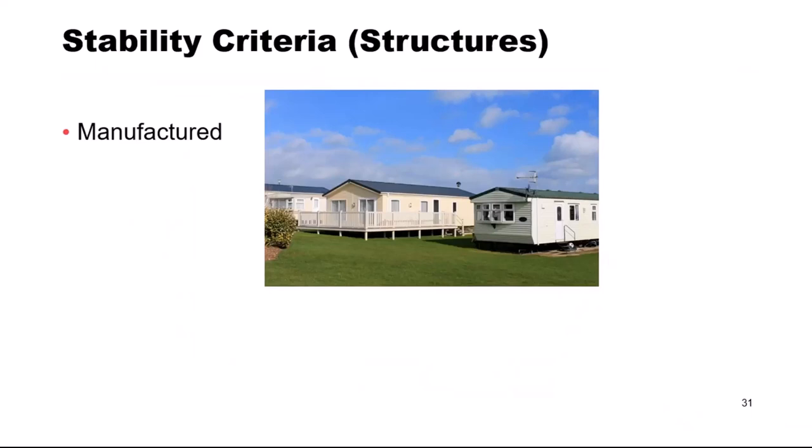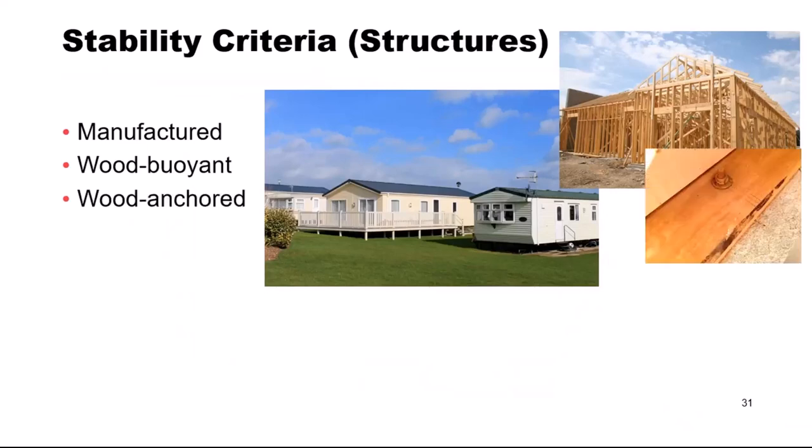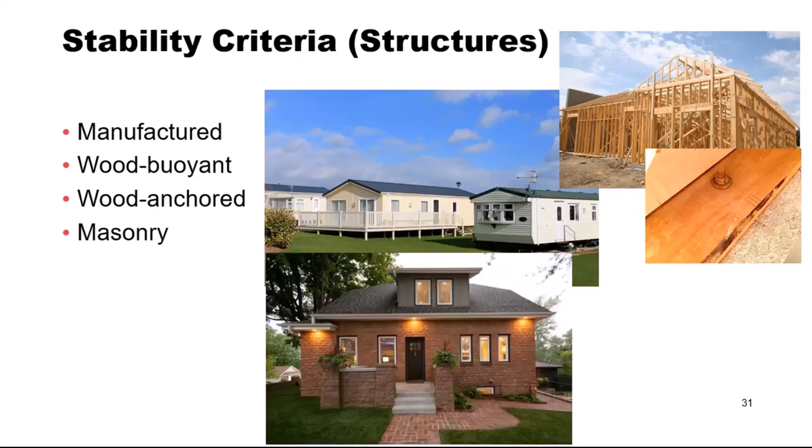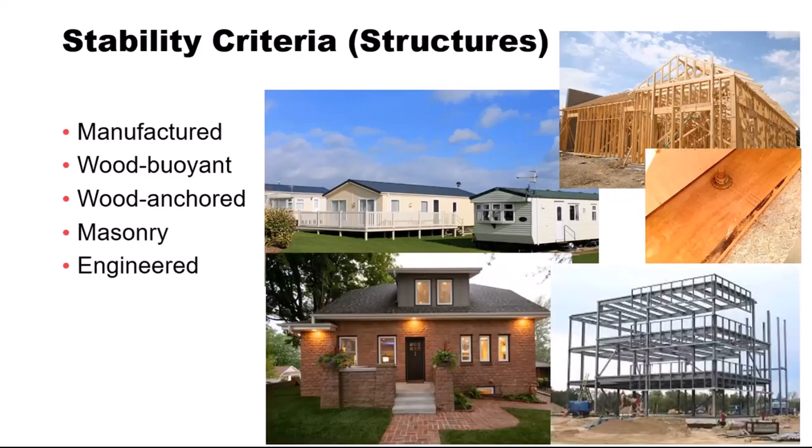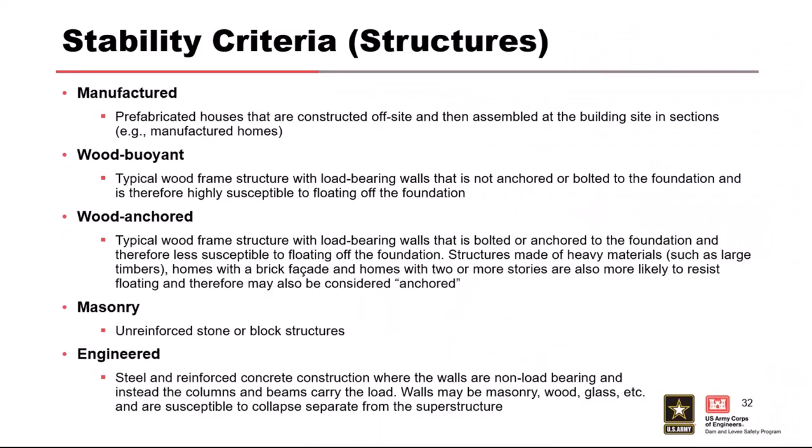In structures, we have developed default parameters for a structural stability criteria for manufactured housing, wood buoyant housing, wood housing that's been attached to the foundation, wood anchored, masonry, and then engineered structures. Each of these has a different capability of withstanding flooding. If a structure collapses in flooding, the people inside are considered high hazard. If the structure maintains its stability, then it comes down to the submergence criteria. Just a little write-up of what they are.